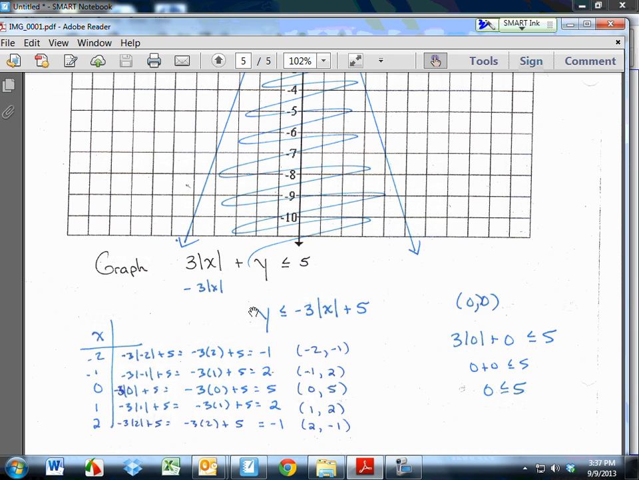And when you do, you get this inequality, which means we need to graph the boundary line y equals negative 3 absolute value of x plus 5.